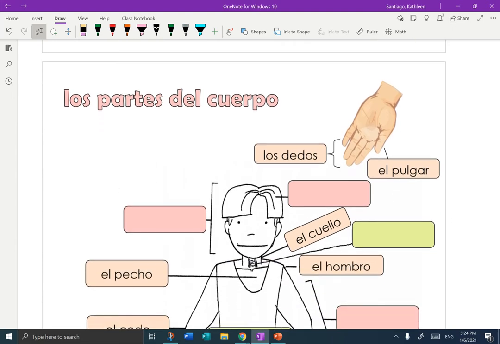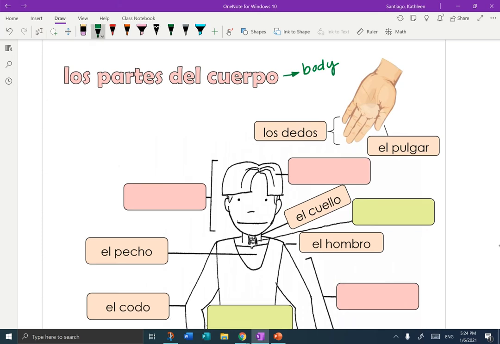Los partes del cuerpo, parts of the body. Cuerpo, think of corpse. It is the body. I'm going to start up here for the hand. We've got los dedos, the fingers, and then el pulgar is your thumb. Talking about the whole head is la cabeza. Your hair is el pelo. Cuello is your neck. Now, the green is referring to the middle of your throat, which is called la garganta. Remember, we saw this one with the Argentina notes, La Garganta del Diablo, the waterfall called the throat of the devil. Think of the word gargling, gargling with your garganta.